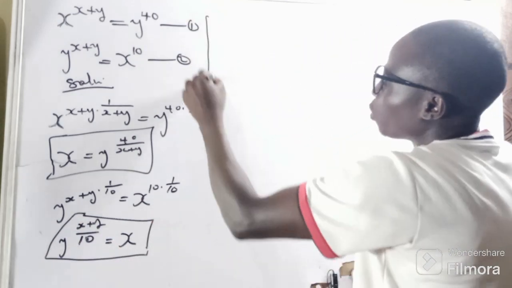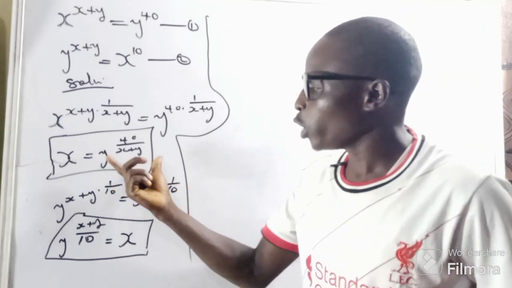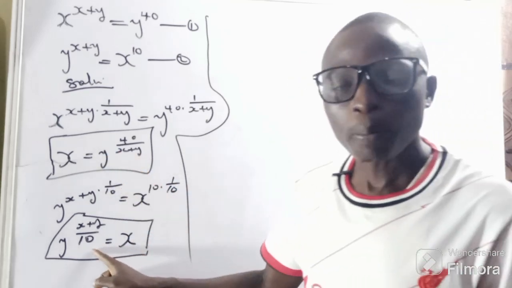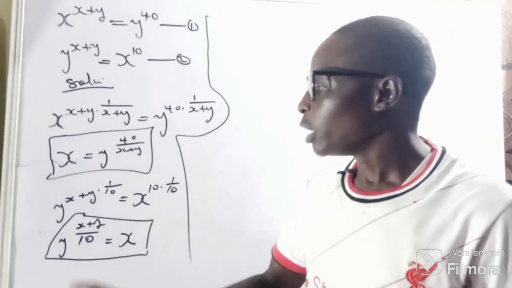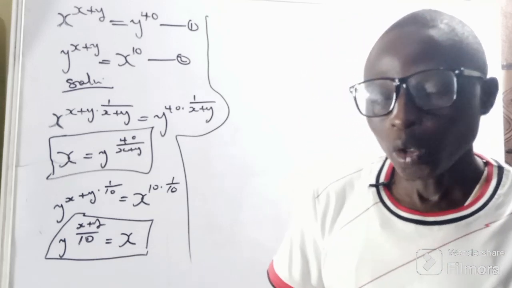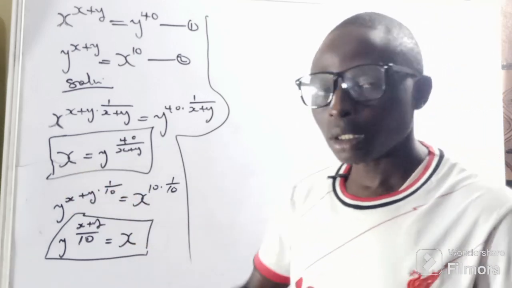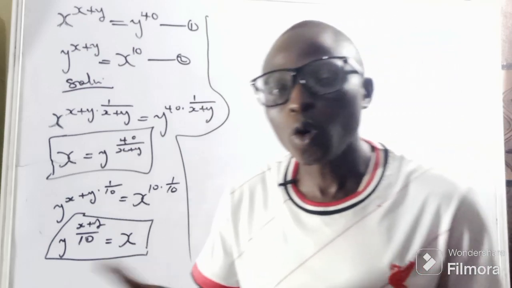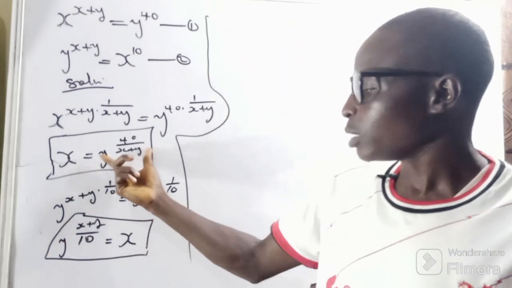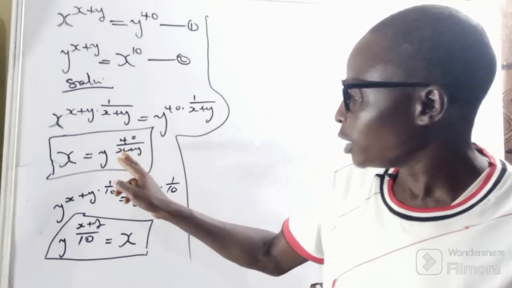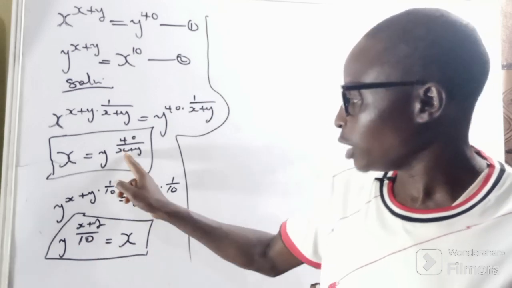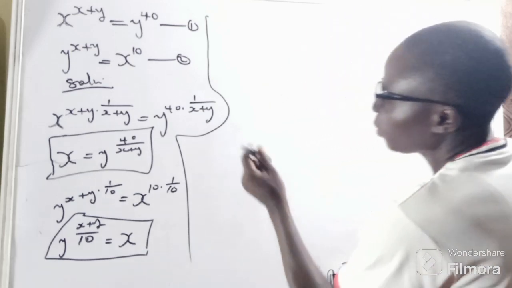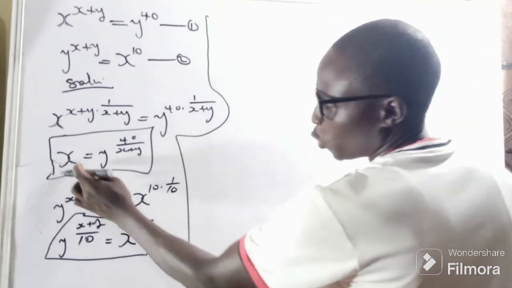So when I look at the equation formed by equation 1 and the equation formed by equation 2, I will get to understand that I have something in common. Both are equal to x. X is equal to this and x is equal to that. That means this is equal to this, because this is equal to x and this is also equal to x. So that means x here is equal to x here.